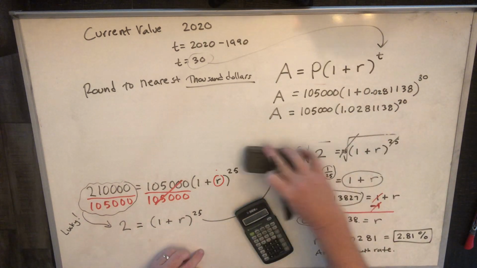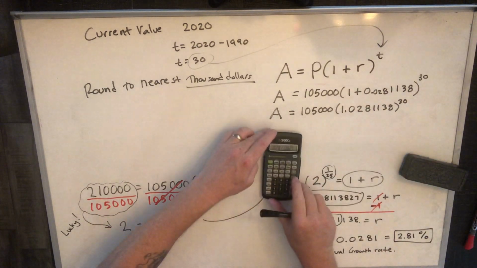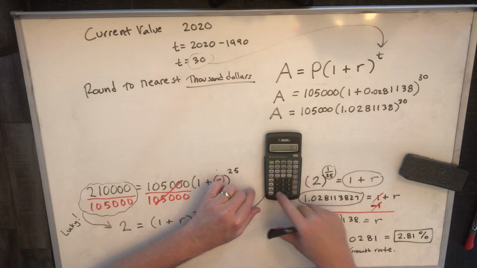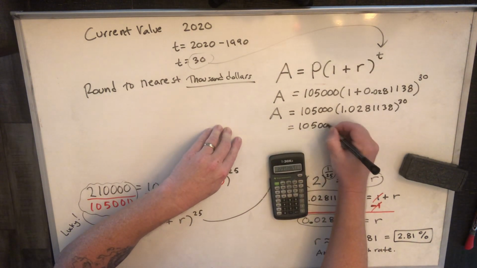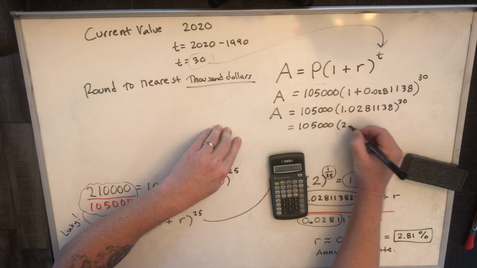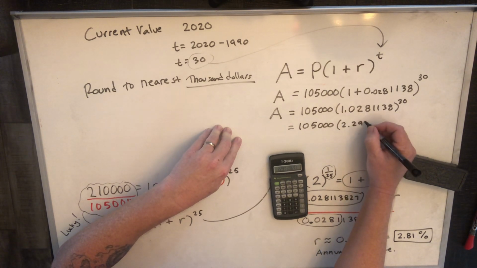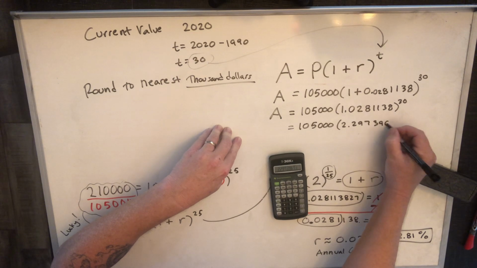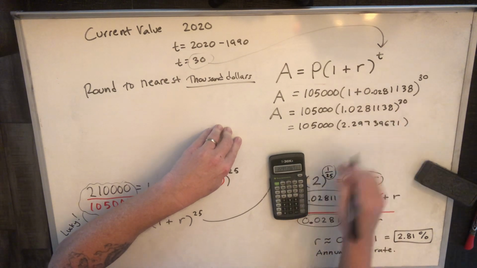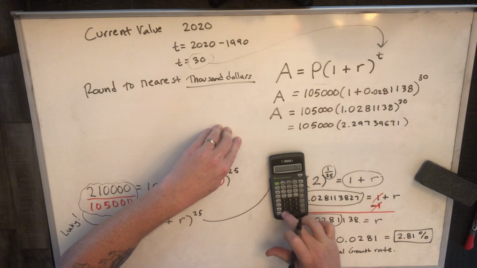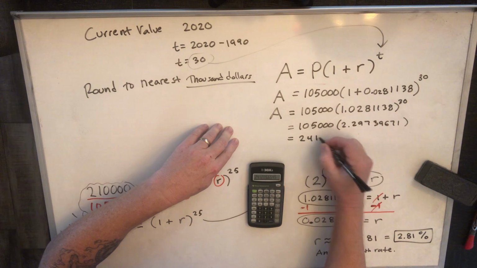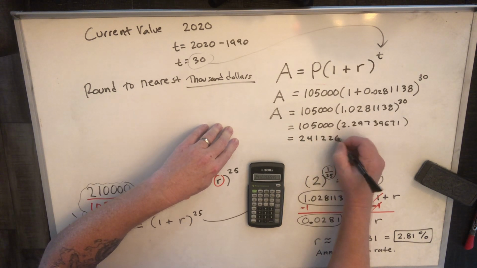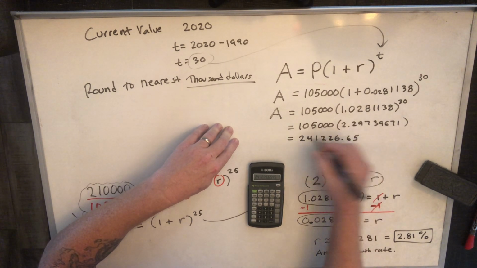And do the exponential part first. So you have this value raised to the 30th power. So that's 2.29739671, and multiply that by your original value of 105,000. That gives us $241,226.65.